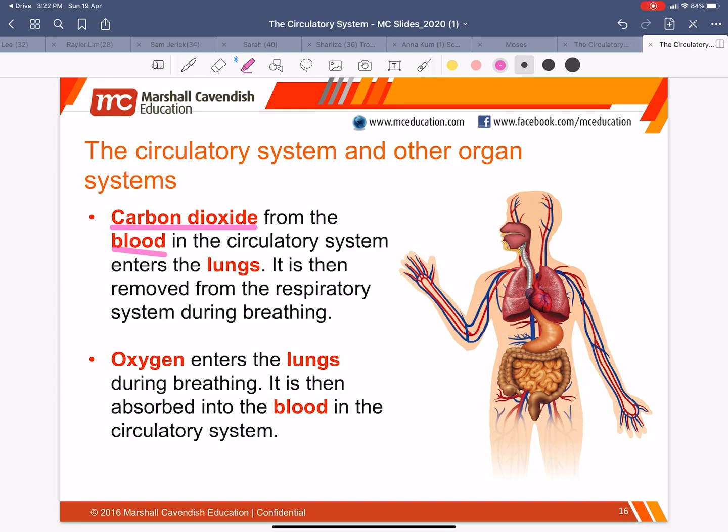Okay? So what happens is carbon dioxide from the blood in the circulatory system will enter back into the lungs. It is then removed from the respiratory system during breathing. So when you exhale out, that is where your carbon dioxide is being breathed out. At the same time, when you inhale, oxygen will enter your lungs, okay, and then it's absorbed by your blood and distributed by your circulatory system.